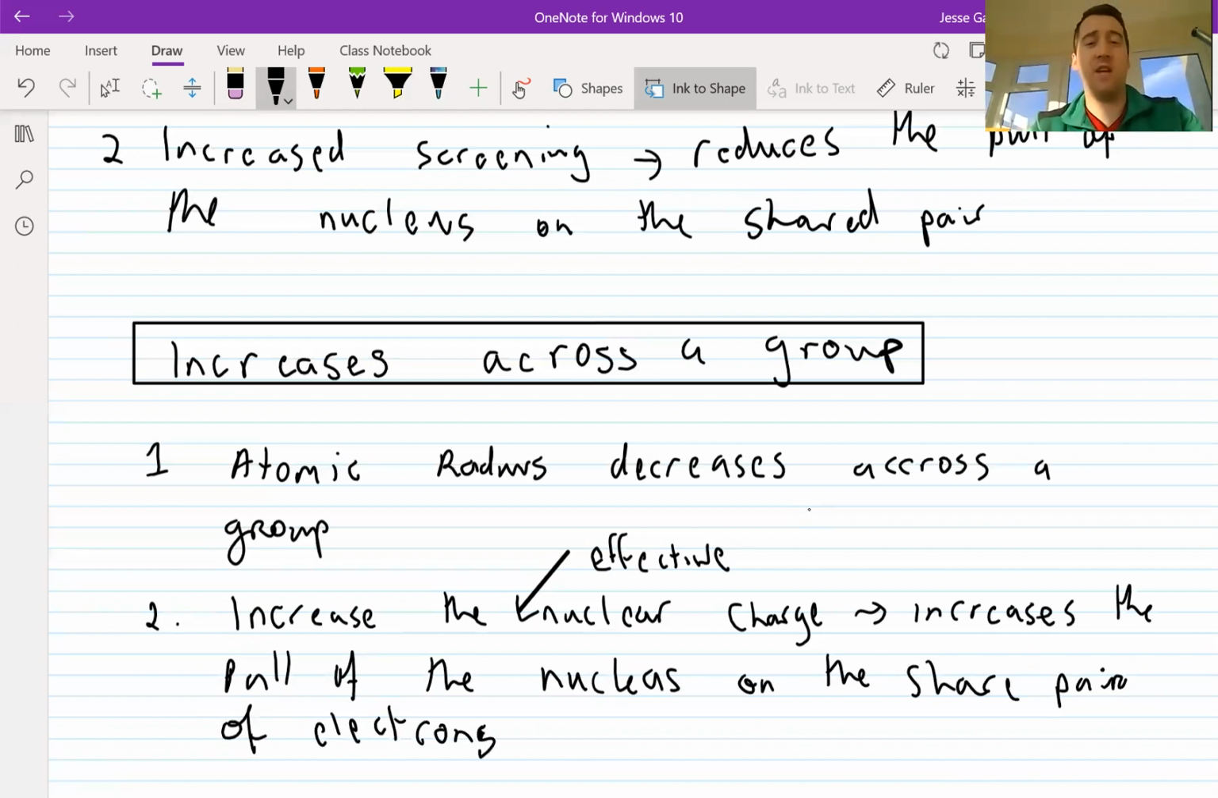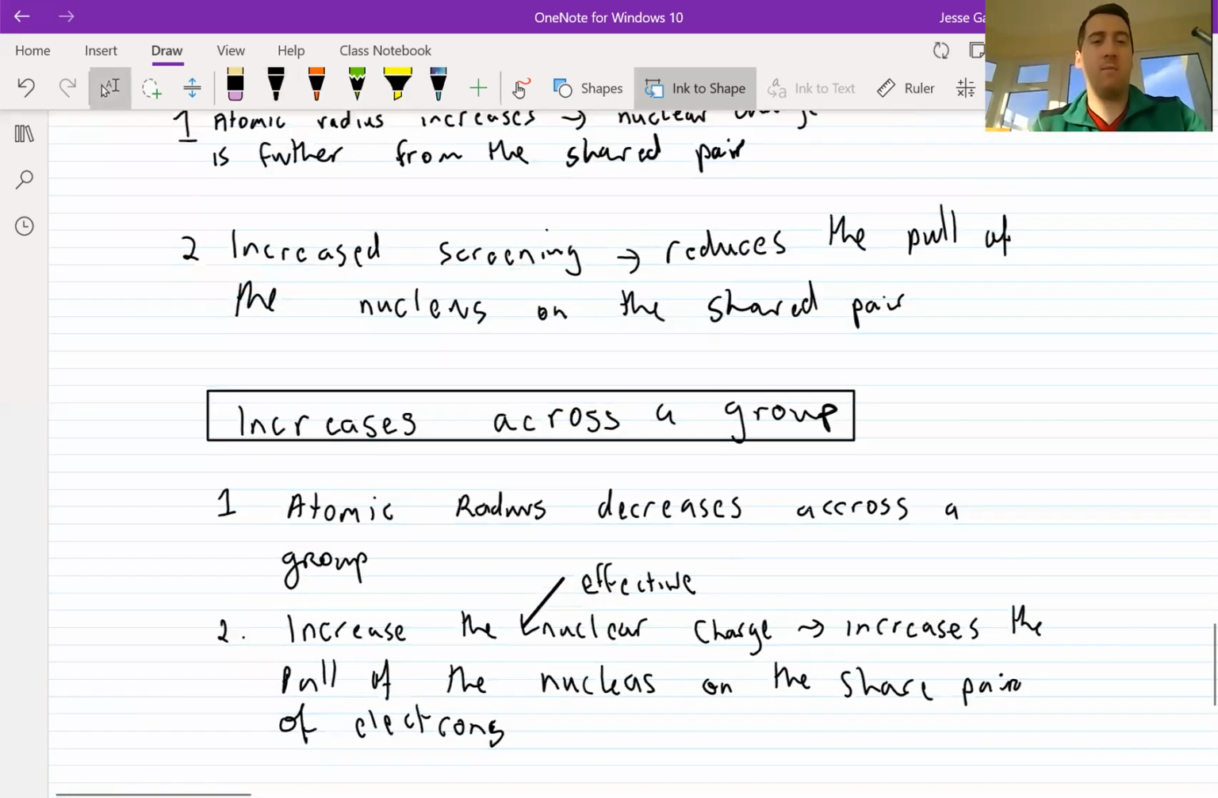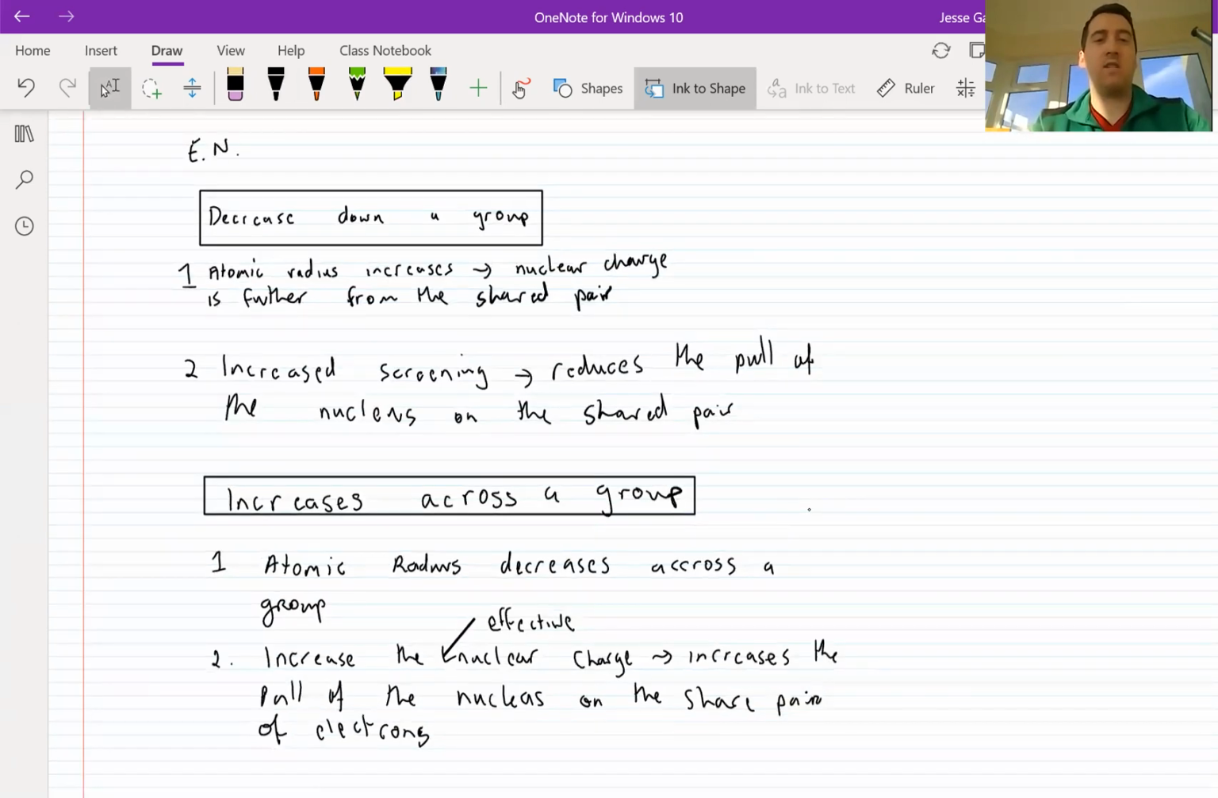That is the electronegativity. So very quickly, let's recap. Electronegativity, the pattern is it decreases down a group. Why? The atomic radius is getting bigger. That means that the nucleus of these atoms is getting further from the shared pair, so the pulling power is reducing, which means electronegativity values are going down. What else is happening? We are adding shells of electrons, inner shells, which increase the screening. So this again reduces the overall pull of the nucleus on the shared pair of electrons.